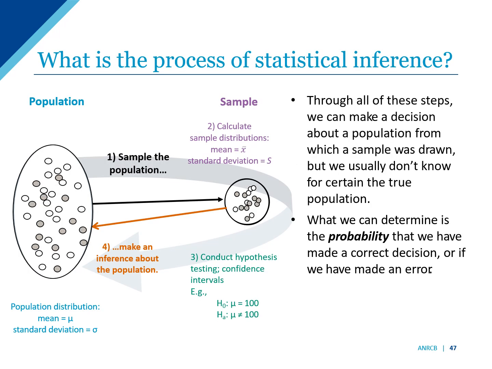We've discussed all these steps of statistical inference, and through these we can make a decision about a population from which a sample was drawn, but we usually don't know for certain the true population. What we can determine is the probability that we have made a correct decision or if we've made an error.